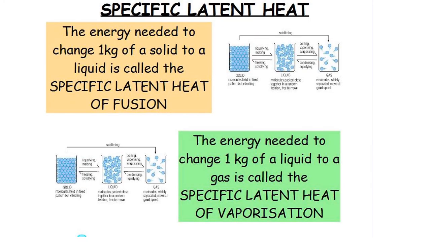For the changing state part of the graph, we use a number called the specific latent heat. That's the amount of energy needed to change 1 kilogram of a material, either from a solid to a liquid or from a liquid to a gas. It's the changing state number. There are 2 different sorts. The specific latent heat of fusion is the energy needed to change 1 kilogram of solid to a liquid. The specific latent heat of vaporization is the energy needed to change 1 kilogram of liquid to a gas.